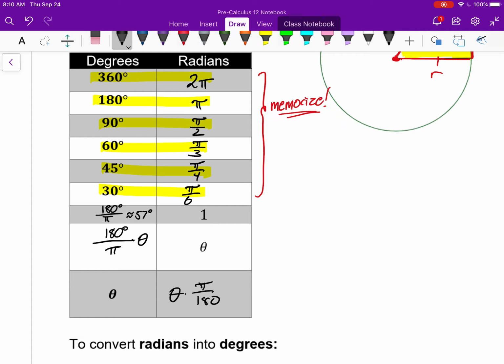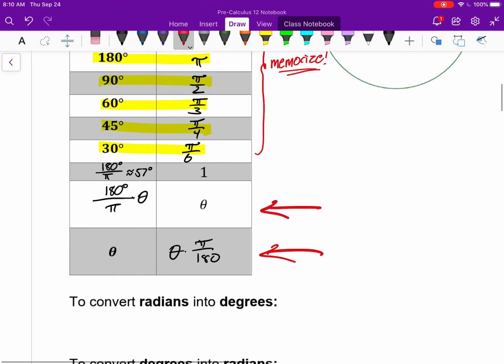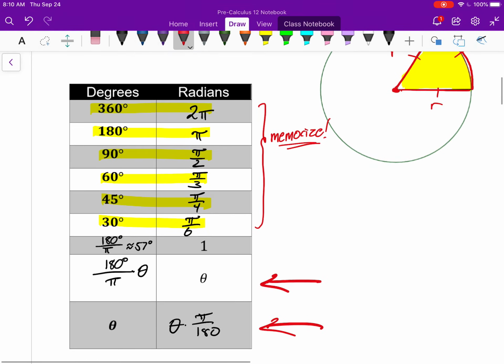Knowing those quickly, knowing that half a rotation is pi radians, is far more important than knowing how to convert like this. We're not actually going to use these conversions very much, or what I formalized down here. We are going to use these all the time. All right, so that's it to formalize basically these last 2 parts of the table.